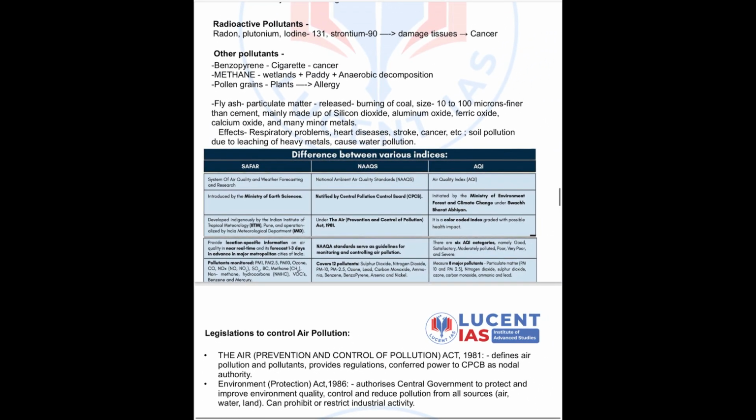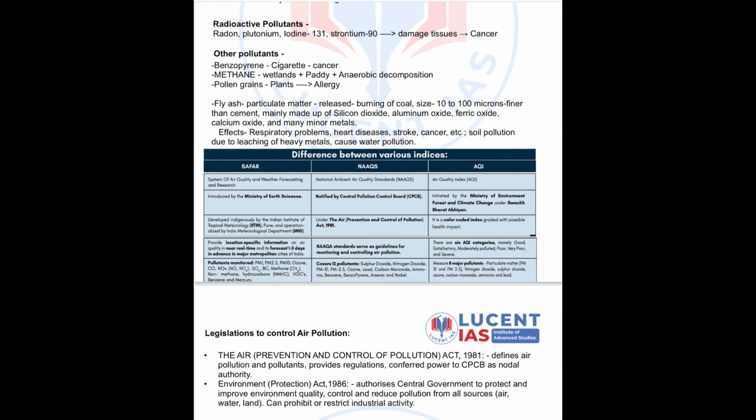So what does it do? SAFAR mainly gives location specific information on air quality and near real time forecasts 1 to 3 days in advance in major metropolitan cities of India. And NAAQS, what is NAAQS? NAAQS are the standards that serve as guidelines for monitoring and controlling air pollution. Clear? And AQI, there are 6 AQI categories: good, satisfactory, moderate, etc.